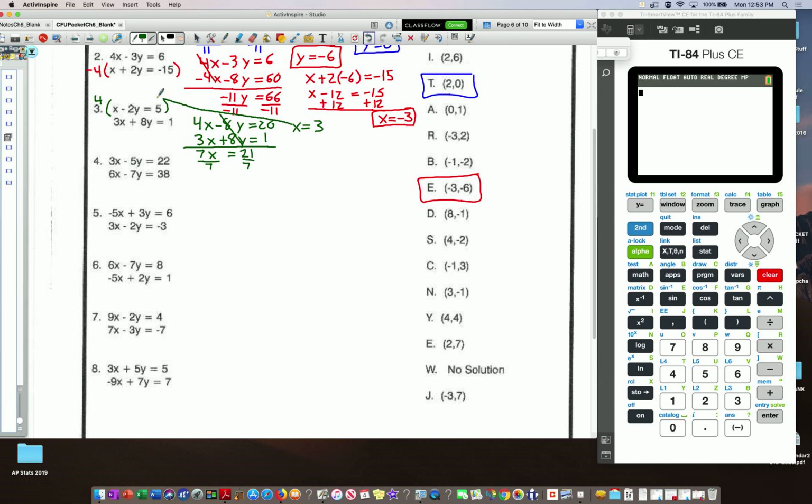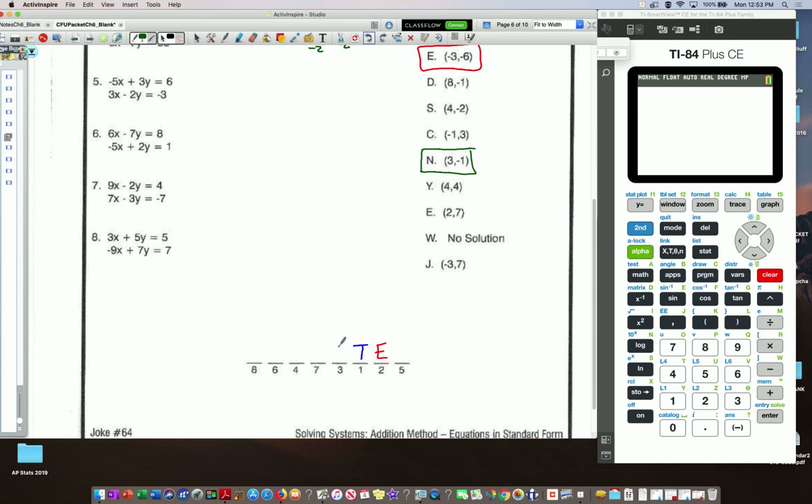So for instance, if I plug it in here, I have 3 minus 2y equals 5. Subtract 3, negative 2y equals 2. Divide by negative 2, y equals negative 1. Oops, sorry, I didn't mean to cross over that y there for a second. So I'm looking for the ordered pair 3, negative 1. There we go. Number 3 is an N. Oh, we're getting part of the word already.